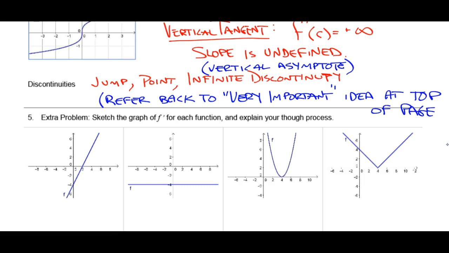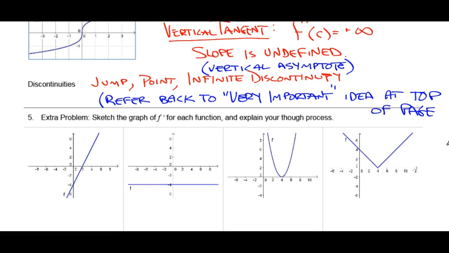If I have a function with a jump discontinuity at x equals 3, what can you say about f prime of 3? It's not differentiable. f prime of 3 does not exist. If I have a point discontinuity at x equals 7, what's f prime of 7? It does not exist. It's not differentiable because that's a point discontinuity.